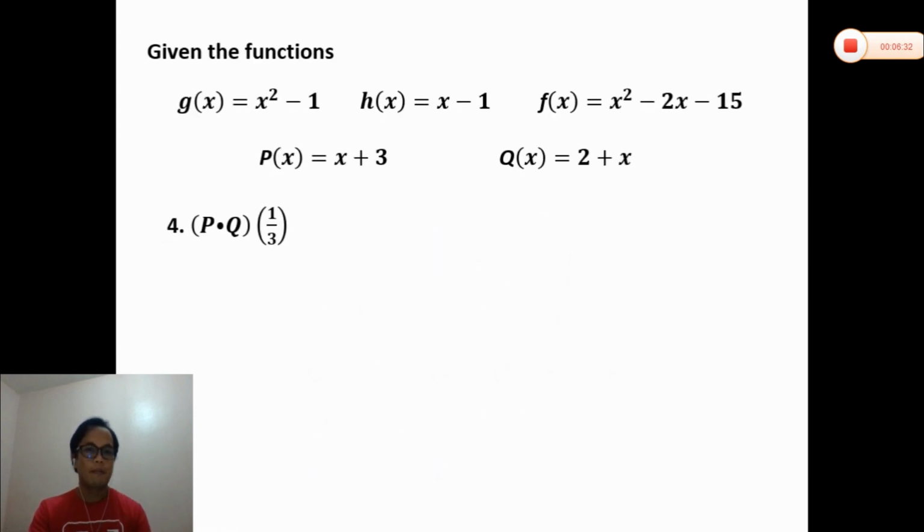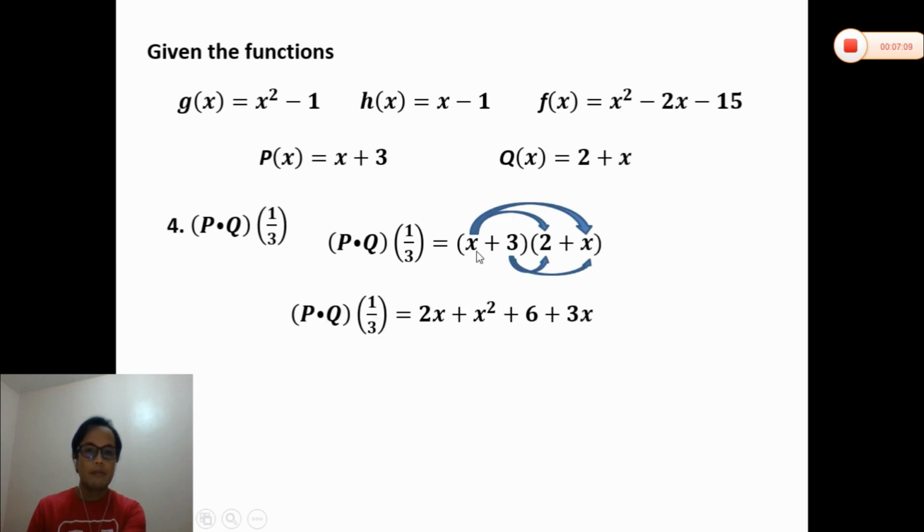Fourth example, we are to multiply the functions p and q. So our p is x plus 3 multiplied to our q, which is 2 plus x. Multiplying using the FOIL method, again, x times 2 is 2x, x times x is x squared, 3 times 2 is 6, and 3 times x is 3x.